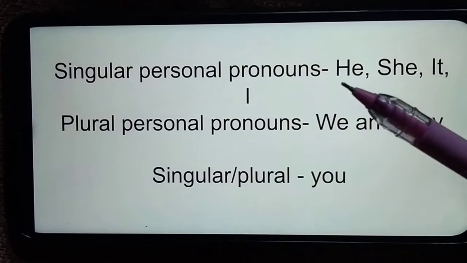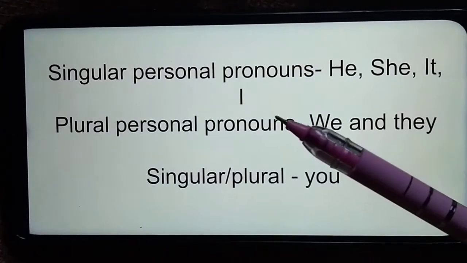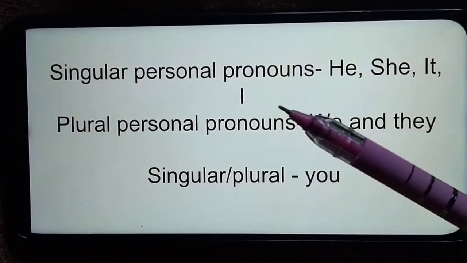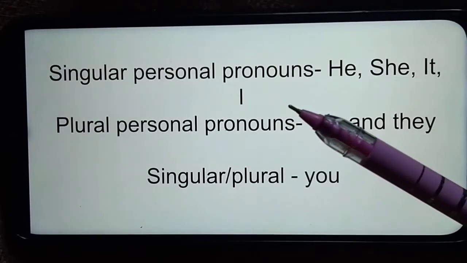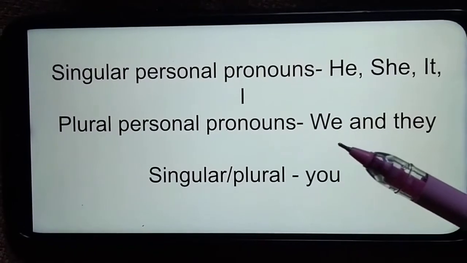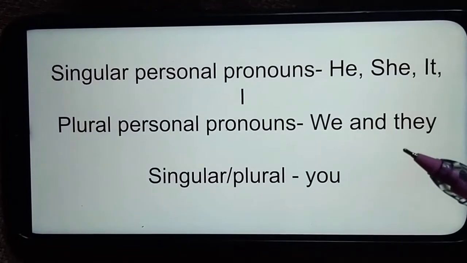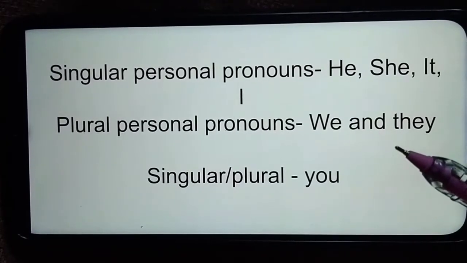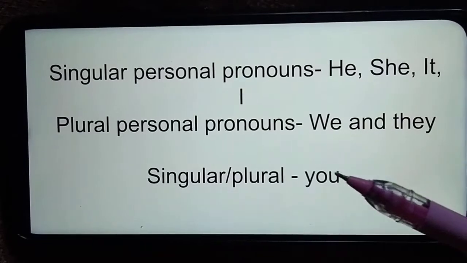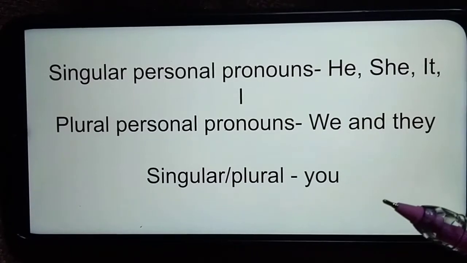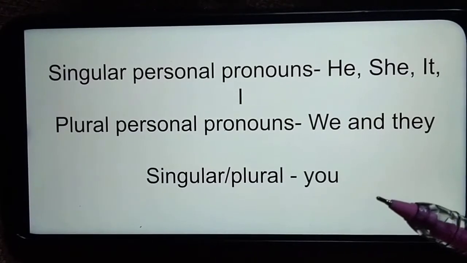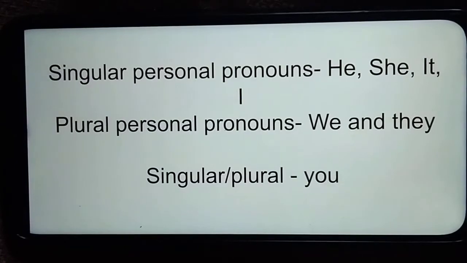The personal pronouns he, she, it, and I are treated as singular personal pronouns, and they always take singular verbs. We and they are treated as plural personal pronouns. They always take plural verbs. You can be treated as singular also or plural also. You can use it as a singular subject as well as plural subject, but it always takes plural verb.